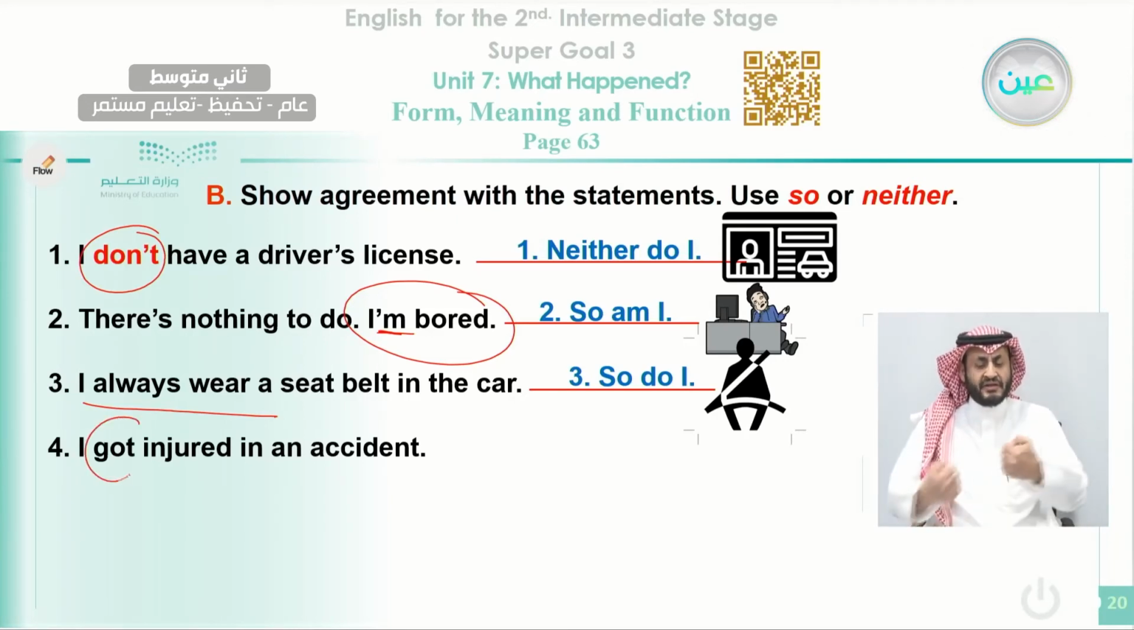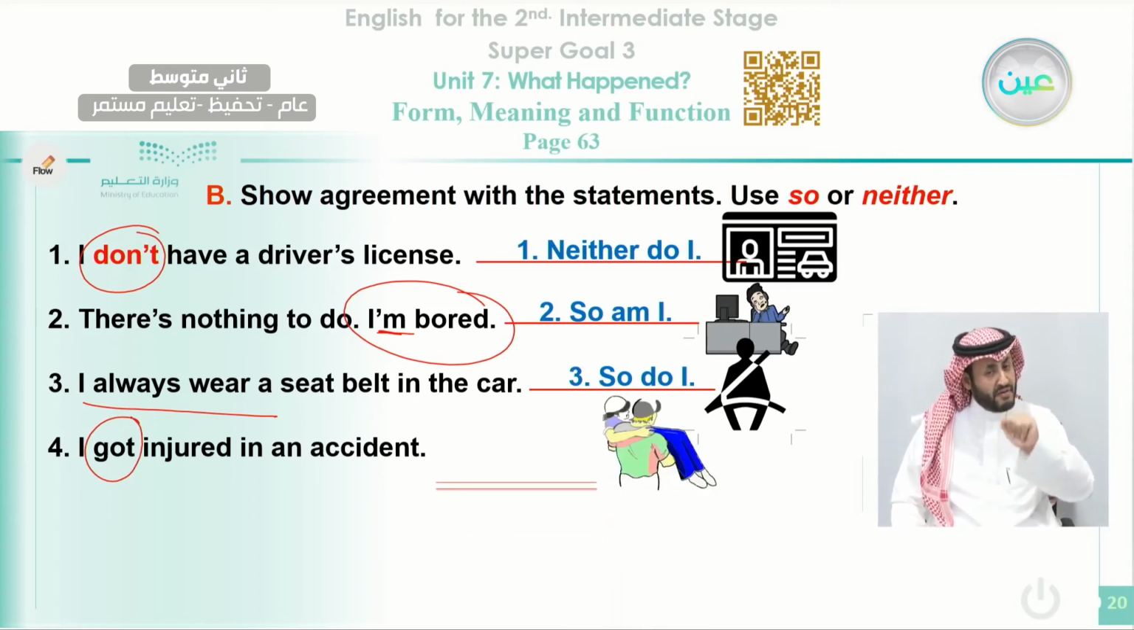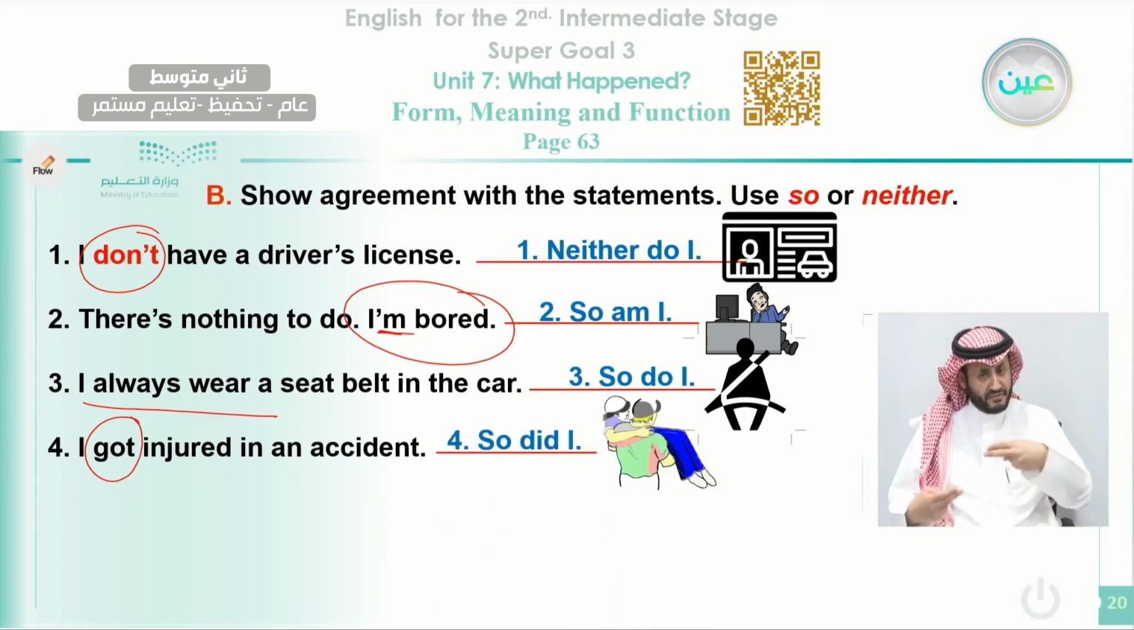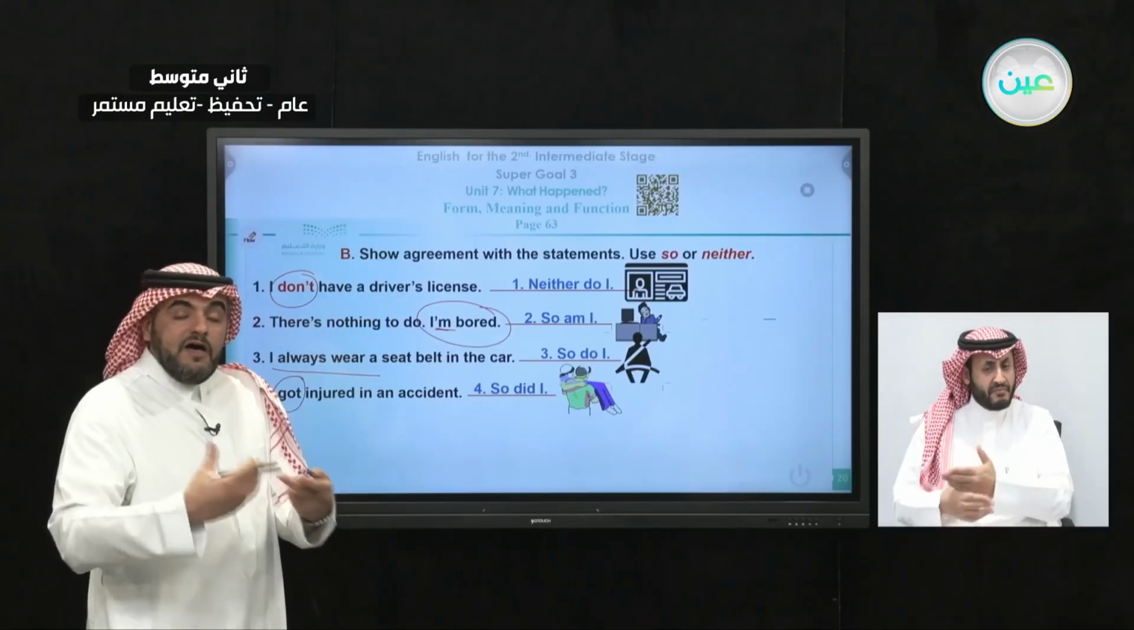Number four, "I got injured in an accident." Notice here, it is in the past. So how do we use it? Okay, "I got injured in the accident." We can say, "So did I." That means I am also injured.